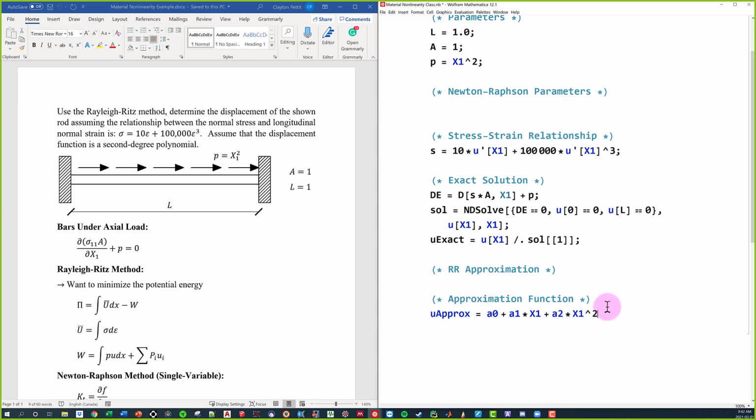And again, the goal of the Rayleigh-Ritz method is to solve for these unknown a coefficients. So for a second degree polynomial, I have 3 unknown a coefficients. Now, what is the first thing I can do to help solve for some of those a coefficients? What do you guys think?